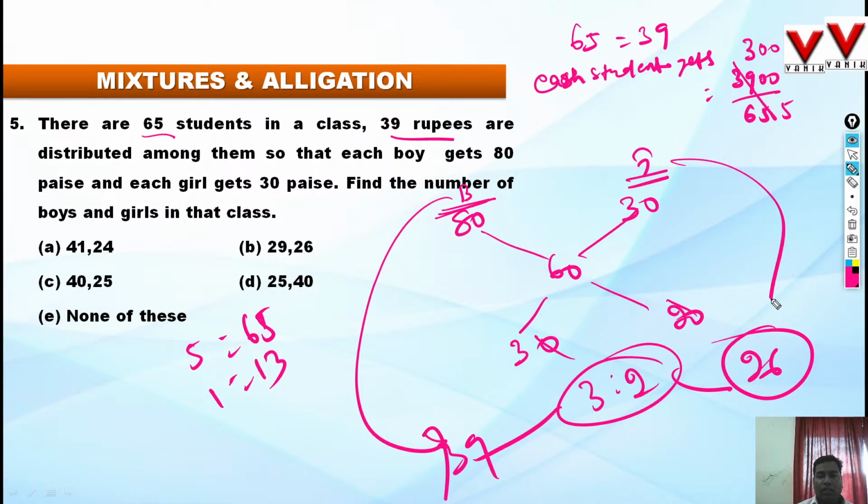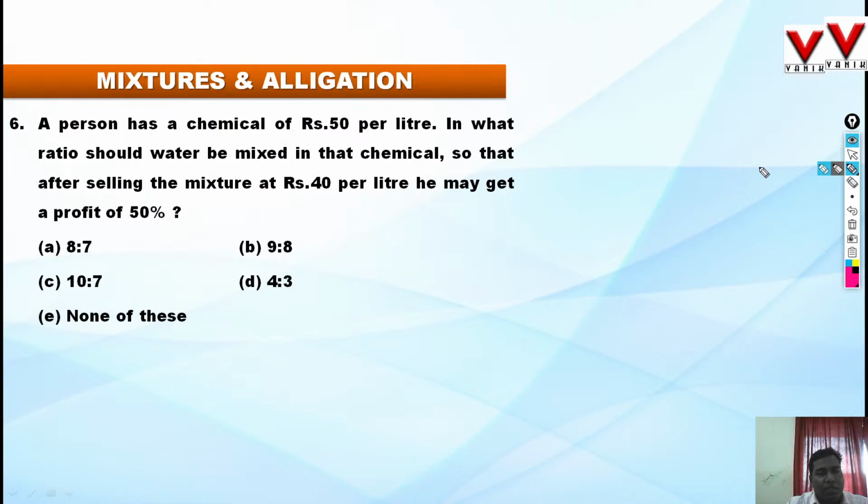A person has a chemical of 50 rupees per litre. In what ratio should water be mixed in that chemical, so that after selling the mixture at 40 rupees per litre, he may get a profit of 50%.